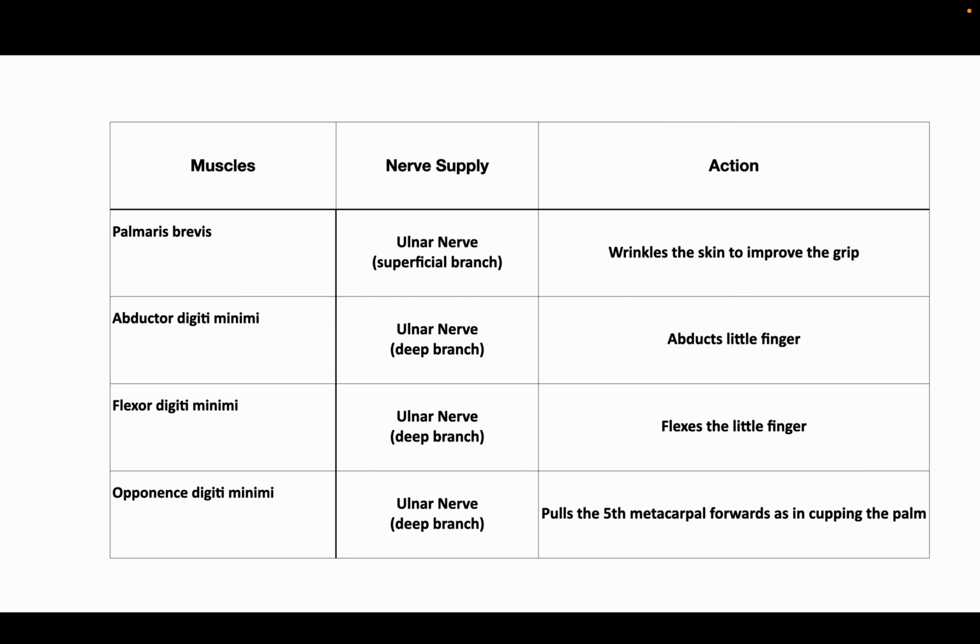Now coming to the nerve supply, all these muscles of the hypothenar eminence are supplied by the ulnar nerve. But palmaris brevis is supplied by the superficial branch of the ulnar nerve, and the rest of the muscles are supplied by the deep branch. Now palmaris brevis wrinkles the skin to improve the grip. Abductor is going to abduct the little finger, flexor is going to flex the little finger, and opponens digiti minimi pulls the fifth metacarpal forward as in cupping the palm. So that is what opponens digiti minimi is doing.